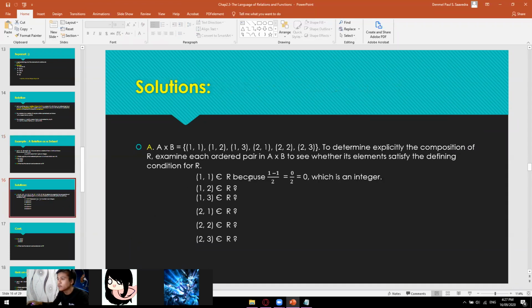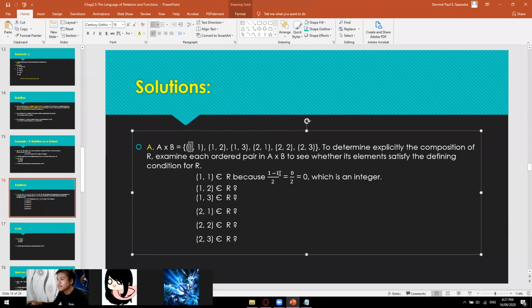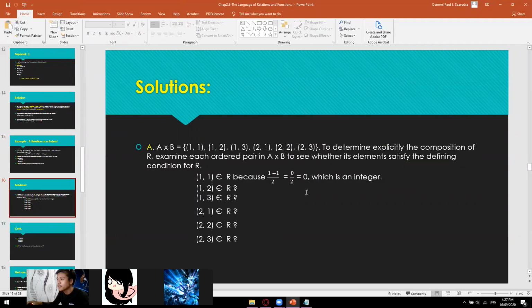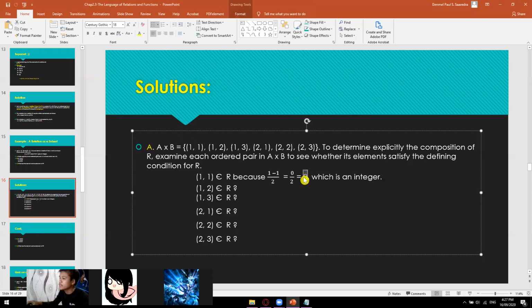X minus y divided by 2. So 1, which is your x, and then another 1, which is your y. So 1 minus 1 divided by 2 is equal to 0 out of 2, or 0 divided by 2. Wherein if you're going to simplify this one a little bit more, you'll get 0. Wherein 0 is an integer. Okay, so ito yung another condition natin. Dapat yung result mo is an integer. Okay? So since ang result neto is integer, so that's the time that we could say that 1 is related to 1, or x is related to y. Okay, or this ordered pair is related with each other.